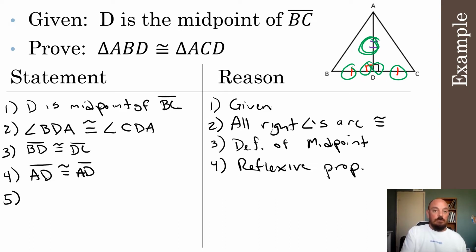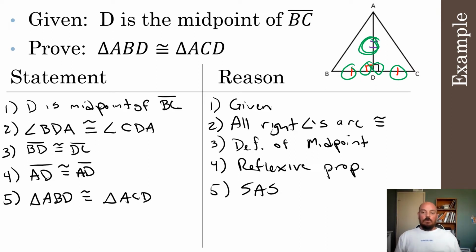If you look up at the statement where it says prove, I'm ready to say that triangle ABD is congruent to triangle ACD, and my reason is going to be SAS. Side, angle, side in order. We had the side on the bottom, then the right angle, then the side that's the same in the middle, SAS. So we did our proof, and remember, the proof is always broken up into three steps.